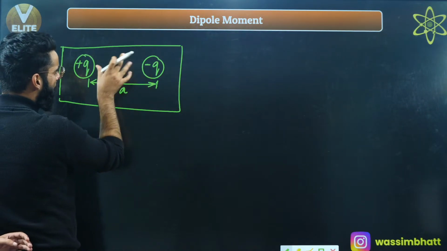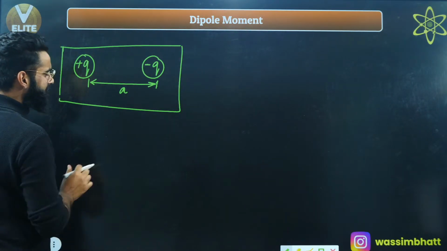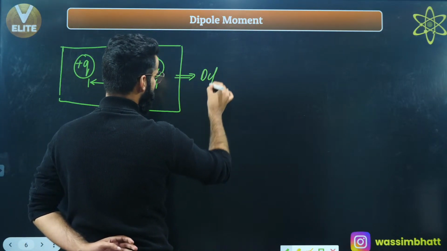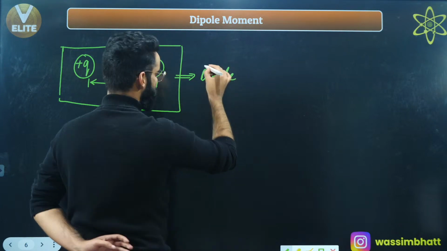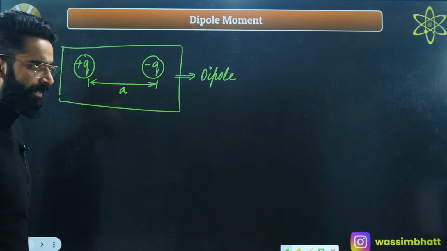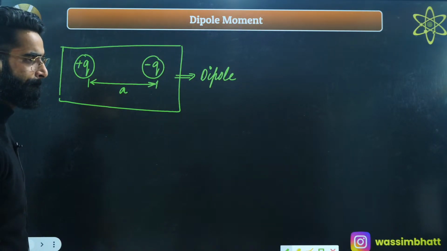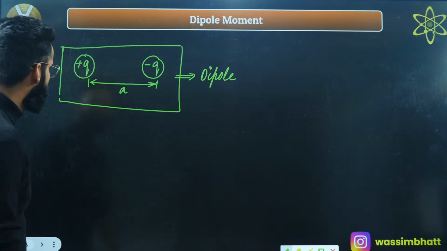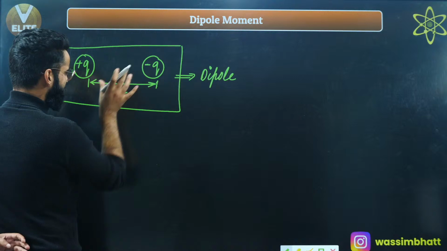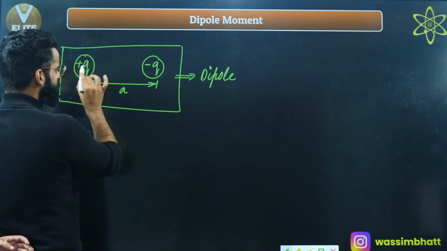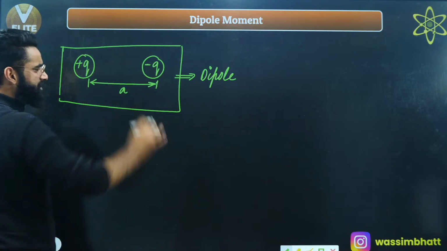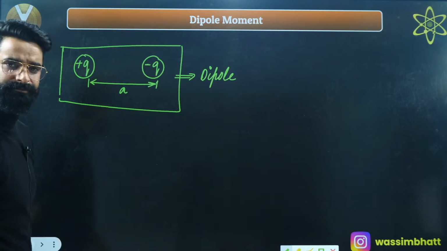This system containing 2 equal and opposite charges separated by a certain distance A, this system of charges is what I'll be calling a dipole. It is one of the types of the dipole, I must say. So I can define a dipole in chemistry as whenever I have 2 equal and opposite charges separated by a certain distance, I'll be calling this system of charges a dipole, right?